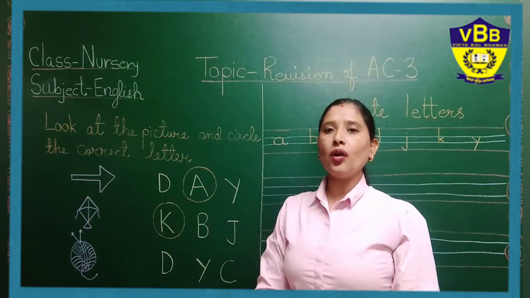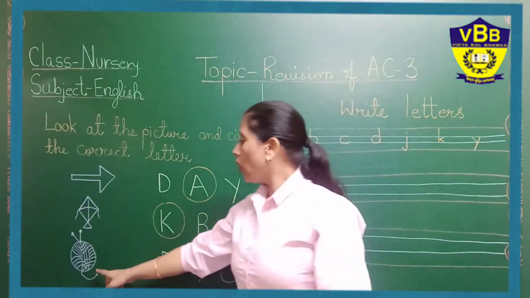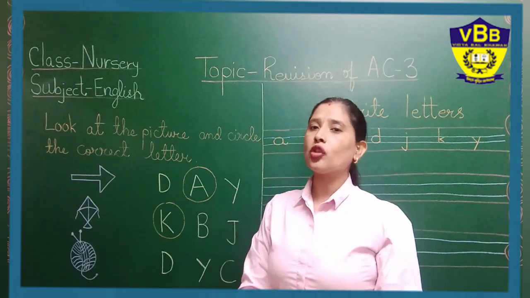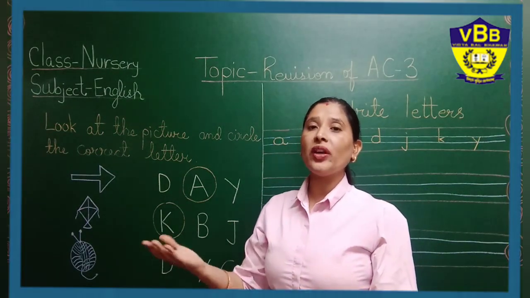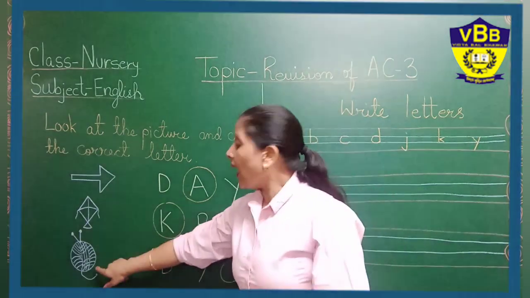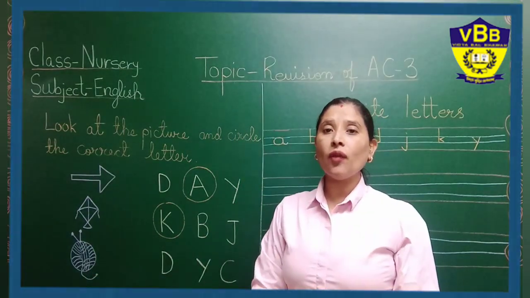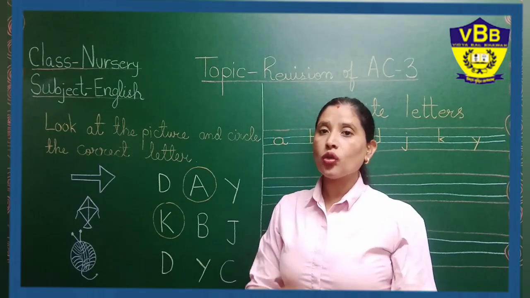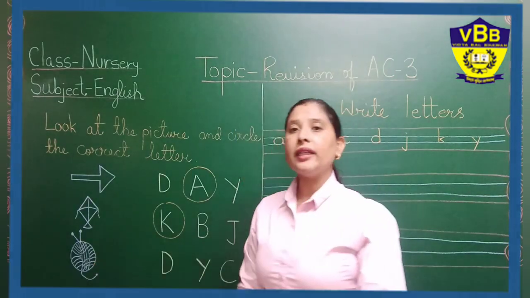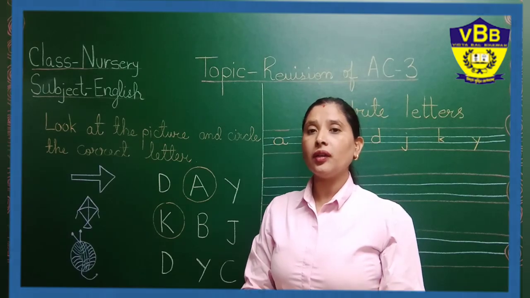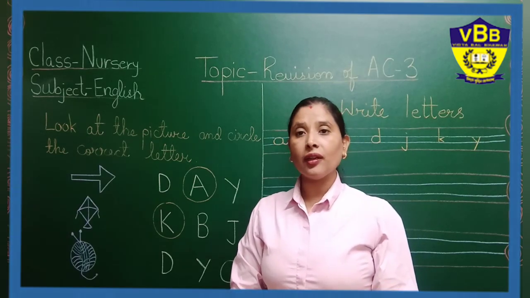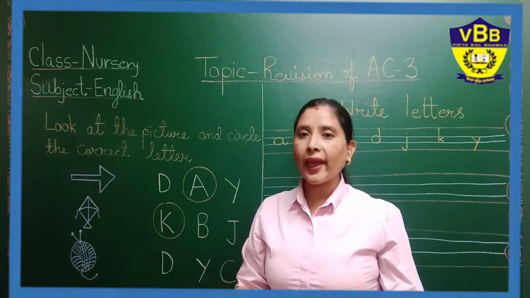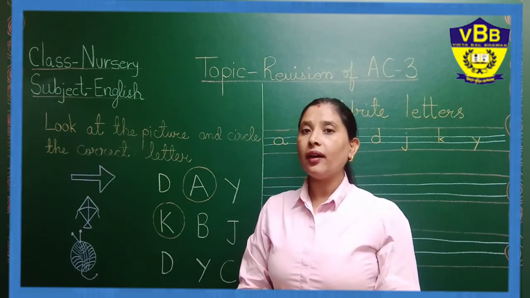Alright my little tiny toes, now come to the last part. Tell me, this is the picture of what? Yes, this is a picture of a yarn. And when I speak this word, I get the sound of y, yarn. So now we come to know this is yarn, and yarn gives us the sound of y. Tell me which letter gives us the sound of y? Yes, letter Y. Letter Y gives us the sound of y.